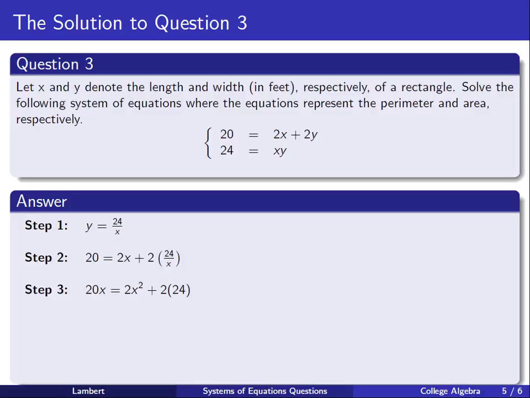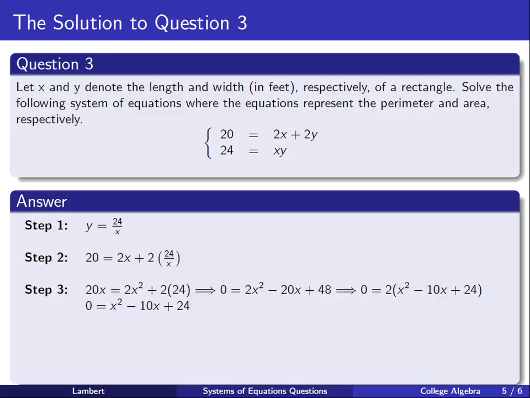Well, this is just a nice simple quadratic, and that quadratic is 0 equals 2x squared minus 20x plus 48. You might say quadratic formula at this point, but actually it's not necessary. If you look, you can factor out a 2 from all the terms, and you get 0 equals 2 times the quantity x squared minus 10x plus 24. If you divide both sides by 2, now you have a nice quadratic equation that we can work with.